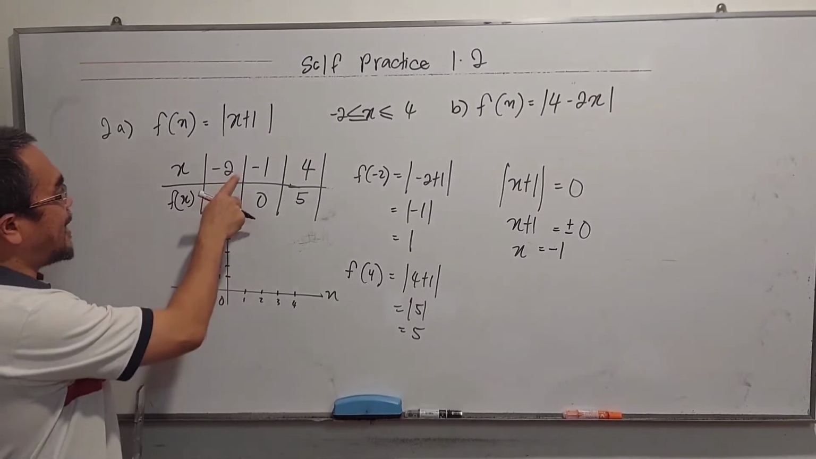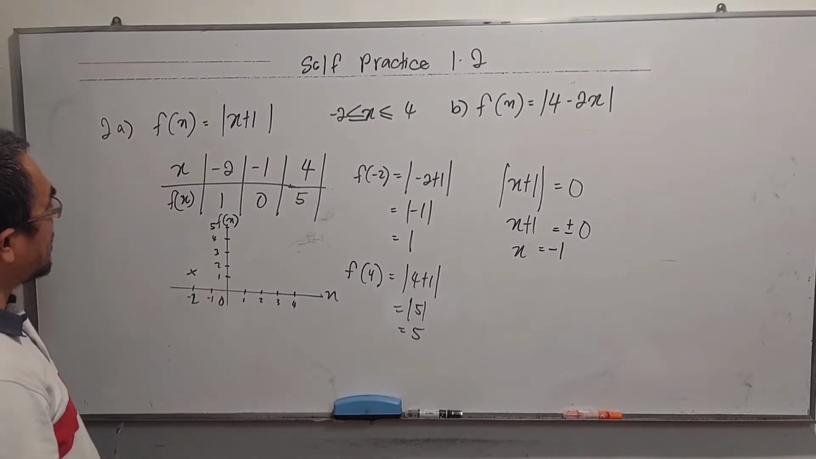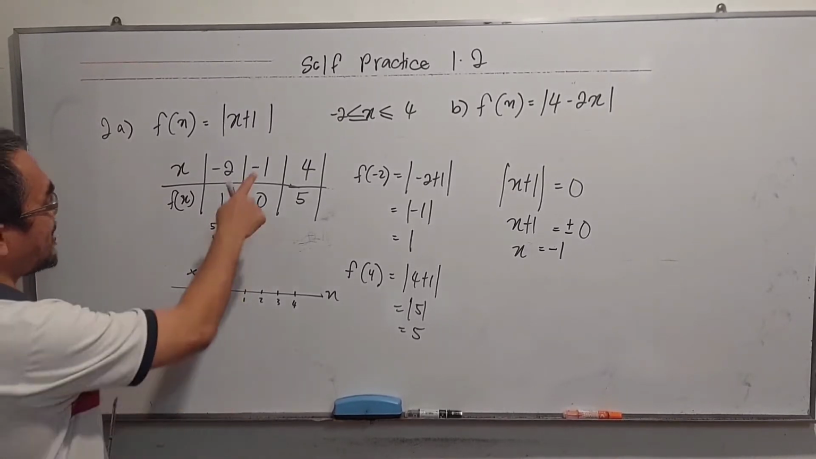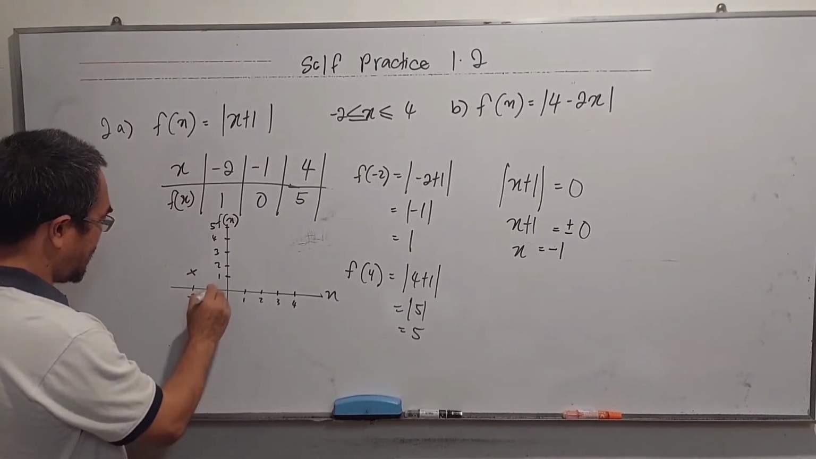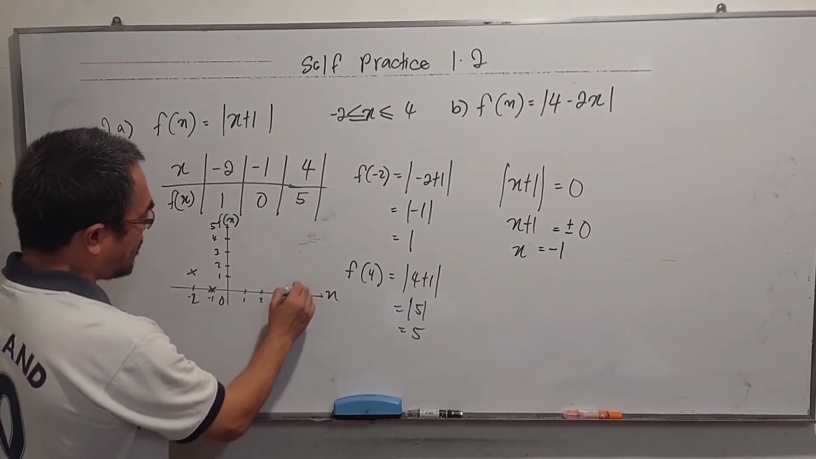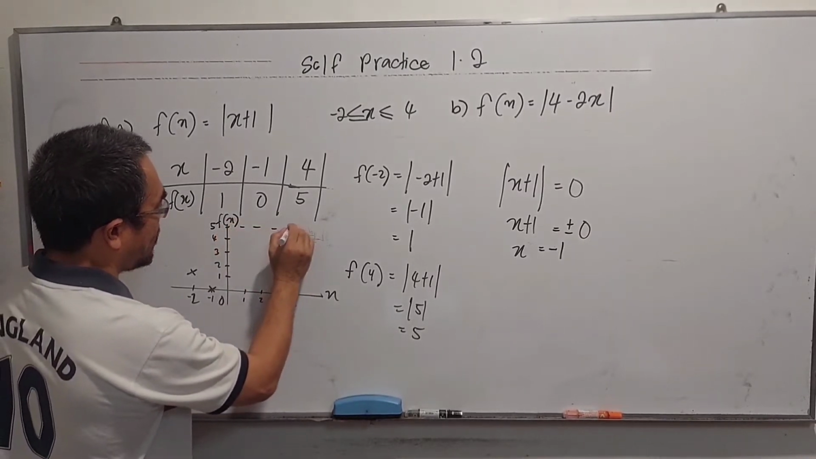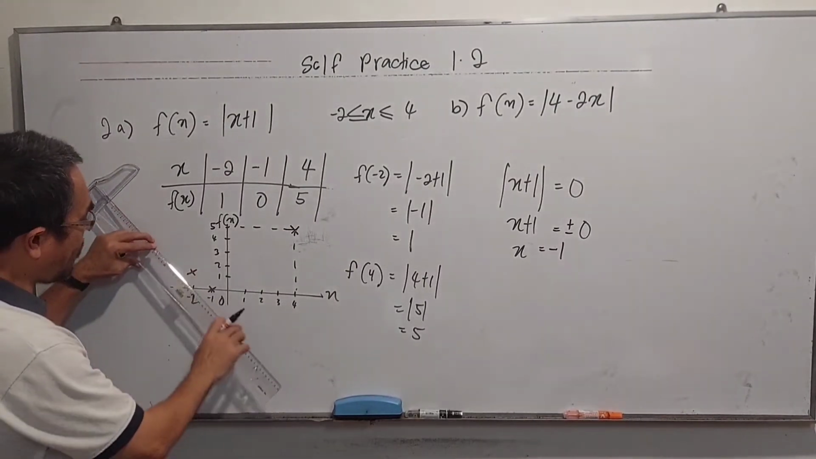So you plot (-2, 1). (-2, 1) will be here. And then (-1, 0), here. And then (4, 5) will be here. So then you connect the 3 points. Make sure you connect one by one.